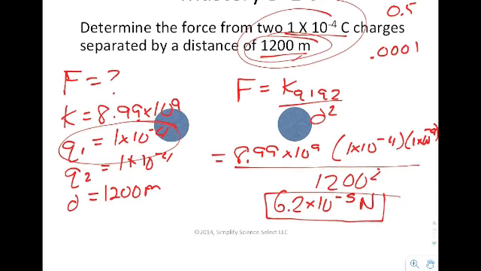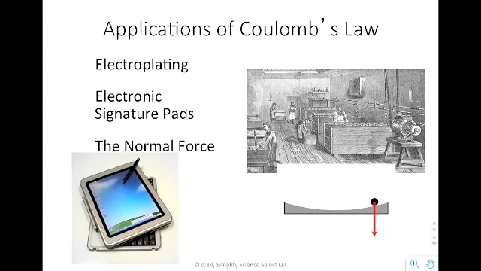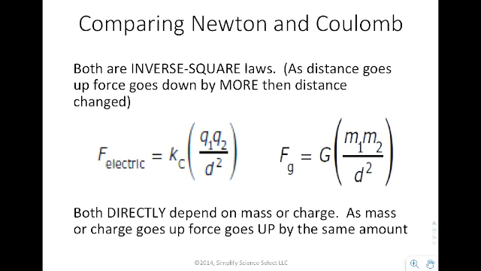The last thing that we should look at is applications of Coulomb's law. You can actually use Coulomb's law to, it's the normal force, and we talked about that earlier, and you can use it to electroplate metals, but really what we want to talk about is comparing Newton and Coulomb. A lot of times these go hand in hand because they're both inverse square laws with reference to distance. If you look at the format of them, they're almost the exact same. The electric force is equal to a constant times charge 1 times charge 2 over d squared. The gravitational force is a constant, mass 1, mass 2 over d squared. They're often compared because they're basically the same formula.